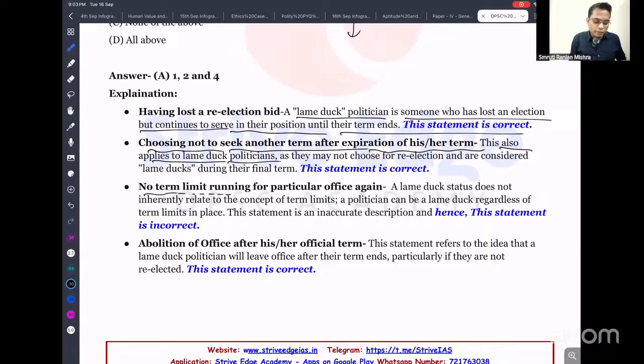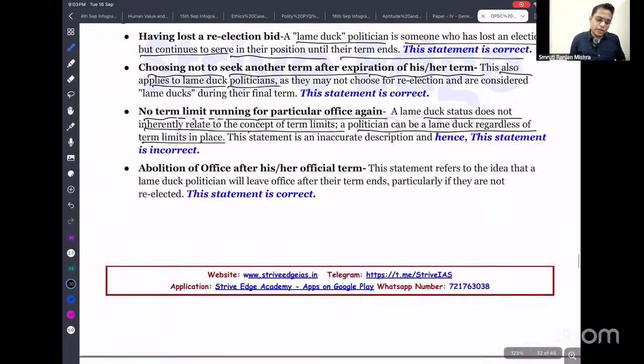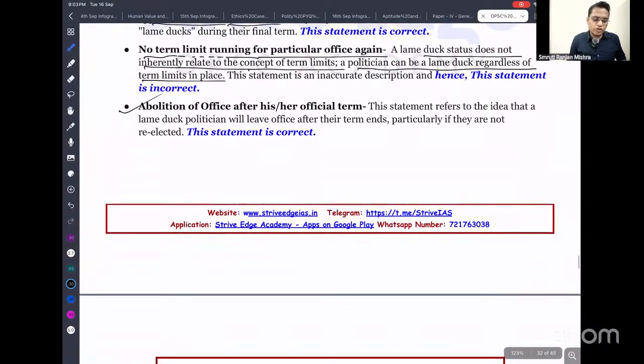So no term limit running for a particular office again. Lame duck status is not inherently related to the concept of term limits. A politician can be a lame duck regardless of the term limits in place. So even if term limits are abolished, this is also called a lame duck.